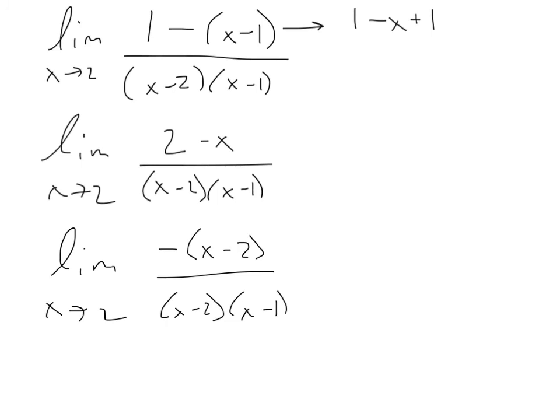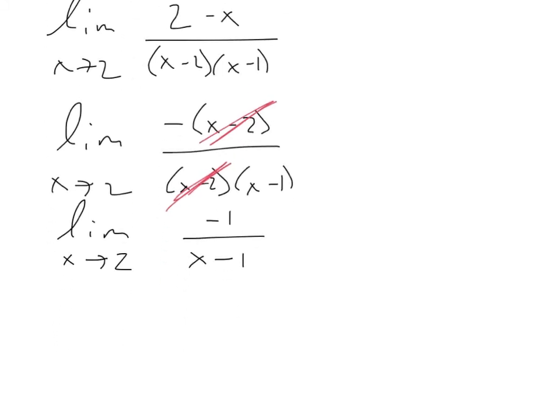And now that I've done that, we can really see that this does work out. The x minus 2's will divide out. The expression I'm left with is the limit as x approaches 2 of negative 1 over x minus 1. And finally, at this point, we're ready to try again. We're ready to try evaluating this expression for 2. When I try and plug in 2, I end up with negative 1 over 2 minus 1. In other words, negative 1. And that's my limit for this problem.